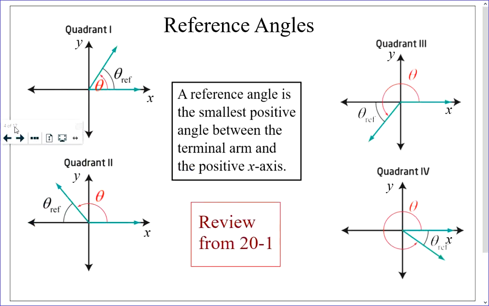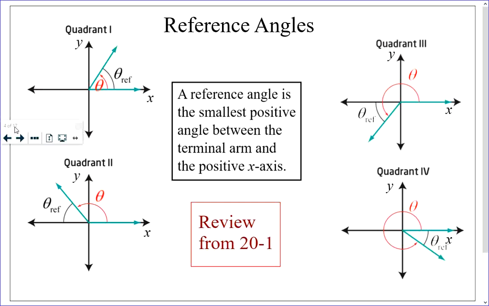Also review from Math 20 is the concept of a reference angle, which we use later on in this unit to calculate rotation angles when we're solving an equation. So the reference angle is always the shortest or smallest angle, and we don't care about direction. There's no positive, negative. It's just the number of degrees or radians. It's the smallest angle between the terminal arm and the x-axis.